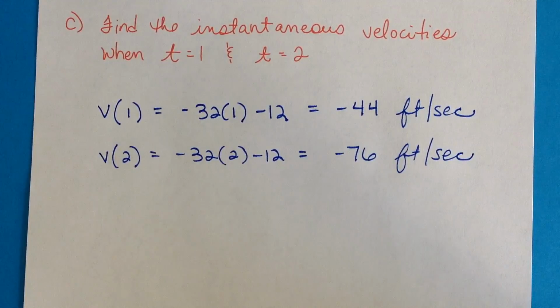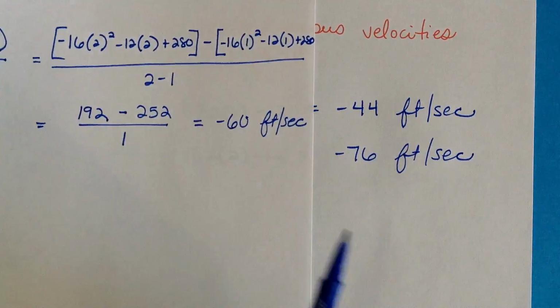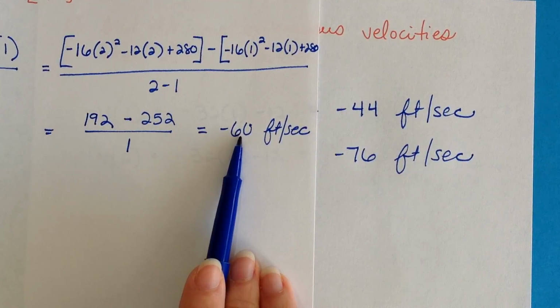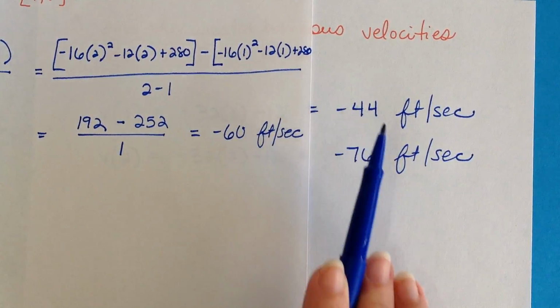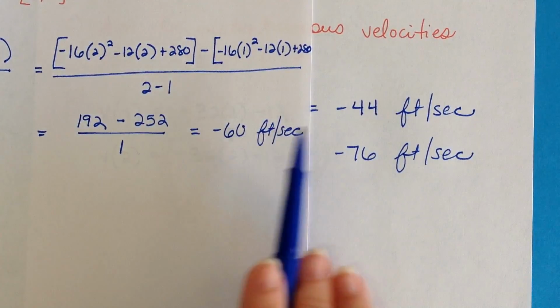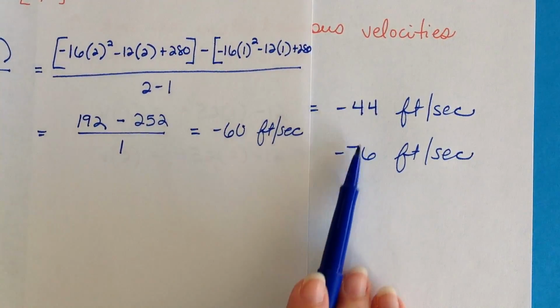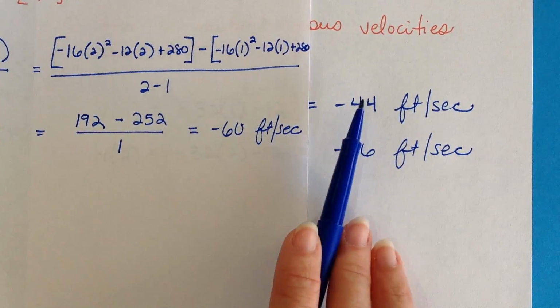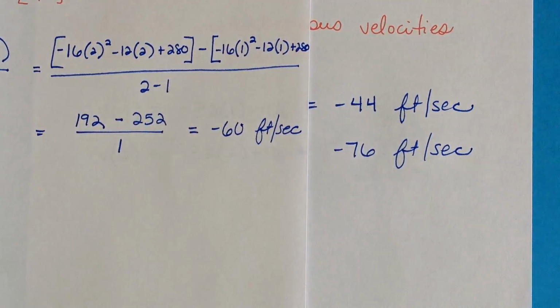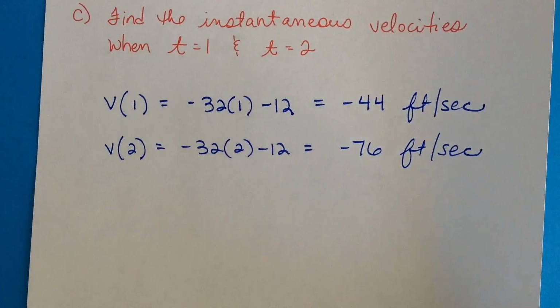Now, I want you to compare that to this average velocity, though. If you notice, the average was negative 60 feet per second, and that was between 1 and 2 seconds. This was 1 second, this was 2 seconds. Actually, 60 is exactly halfway between these two, because this is your average. And this was like the bottom, and this was like the top, from 1 second and then the other at 2 seconds. Okay, next.